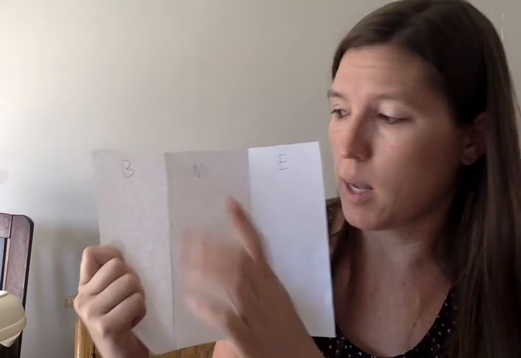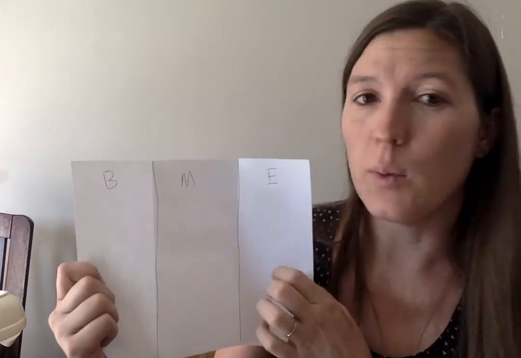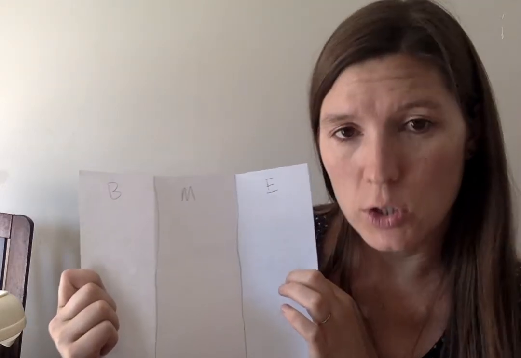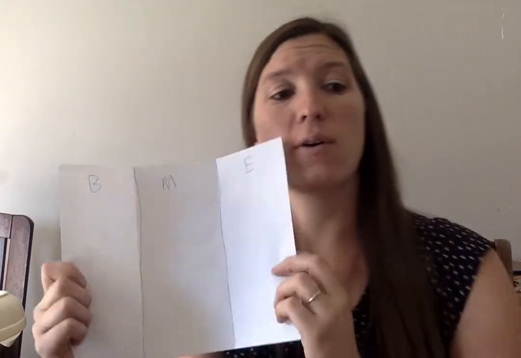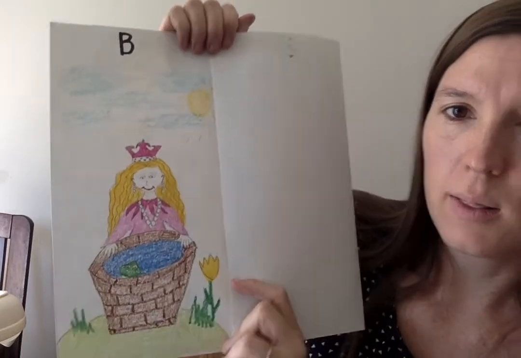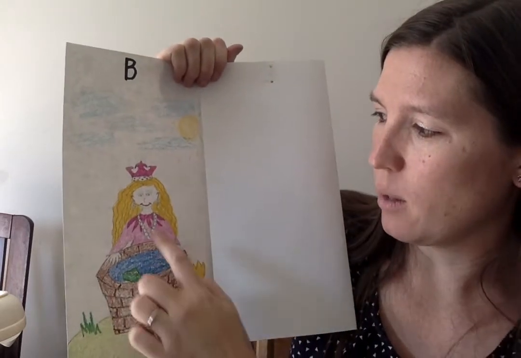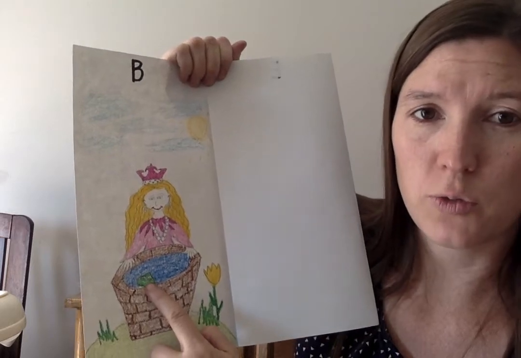Think about what you want to draw. You can draw whatever you want, as long as it's in order. And then what happened at the end? He turned into a prince, and they got married, and they lived happily ever after. So let me show you the example that I have when it's done. So at the beginning of the story, the princess was by the well, and she was talking to the frog. I'll show it a little closer.